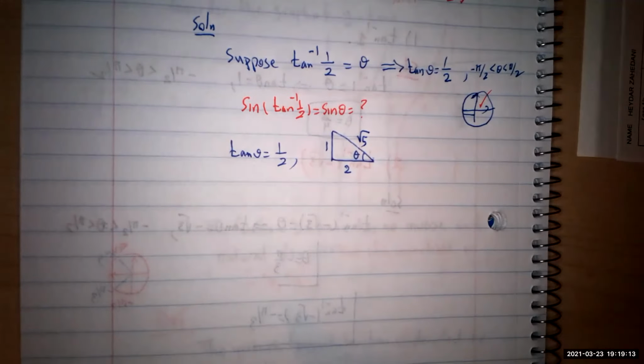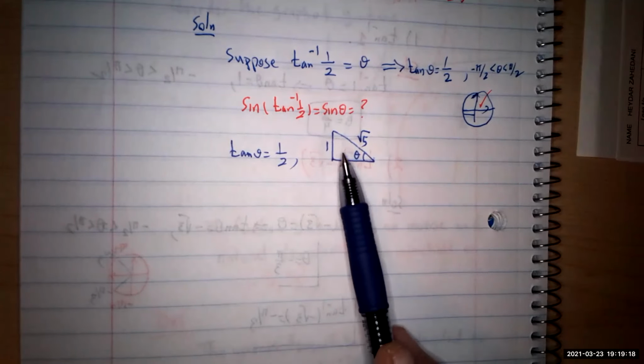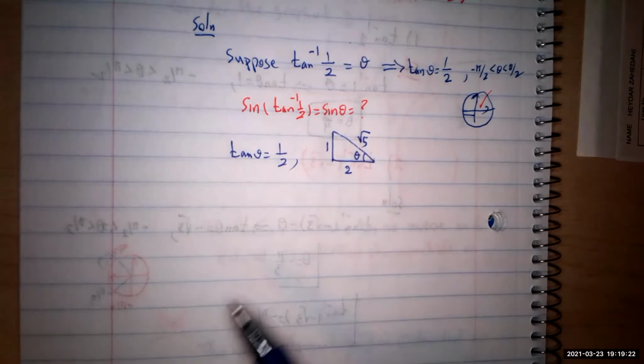Any question? We're just using the Pythagorean identity. 2 squared is 4, 1 squared is 1, 4 plus 1 is 5. The square root of 5, that gives you this one.